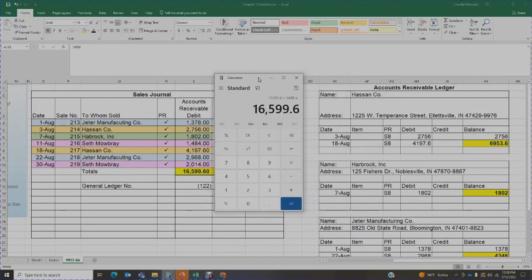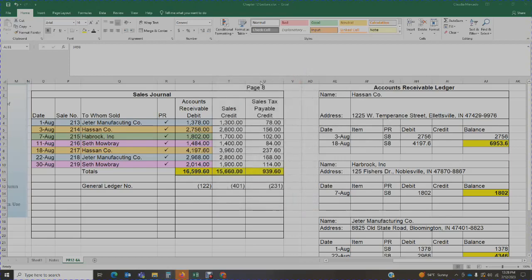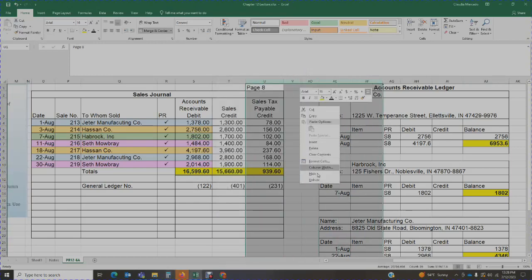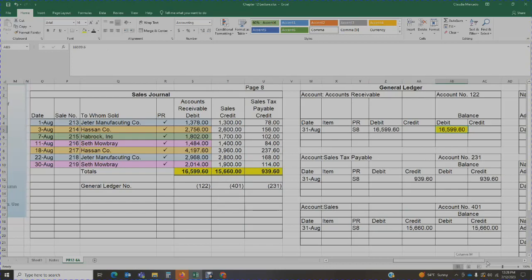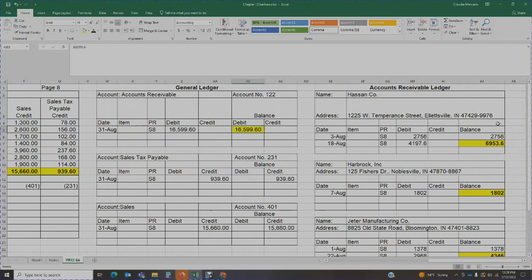That's going to give me 16,599.60. Okay, that number needs to equal your accounts receivable debit total. 16,599.60 is the number that was recorded to your accounts receivable ledger right there. So this number needs to equal that number, 16,599.60, and the sum of your accounts receivable ledgers needs to tie back to that number as well.